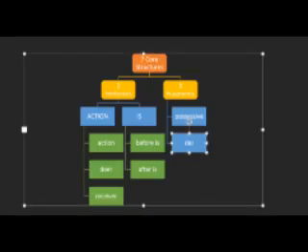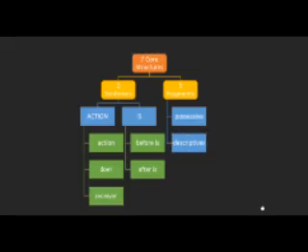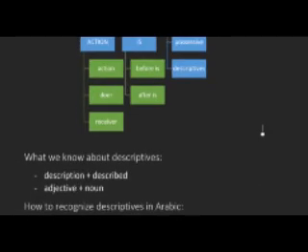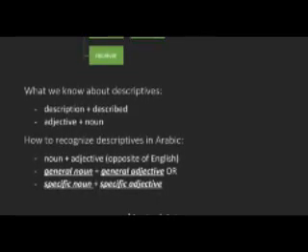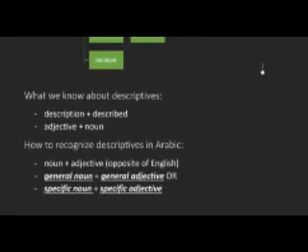Good. So tell me what we know about a descriptive fragment. A descriptive fragment is made up of two words: the description and the thing that it's describing. Right, the description and the described, which we also call the adjective and noun. So what you need to know about a descriptive fragment in Arabic.